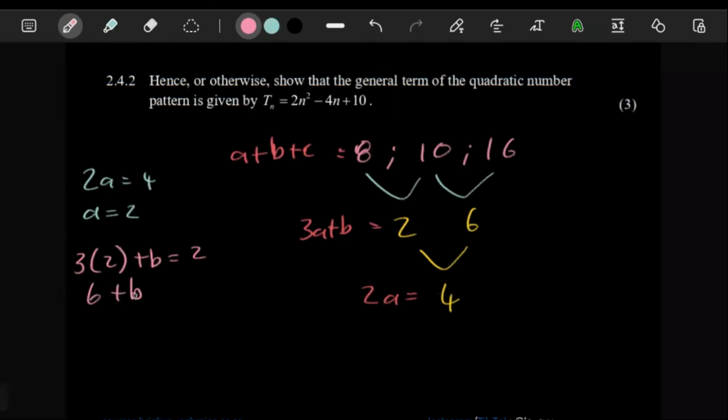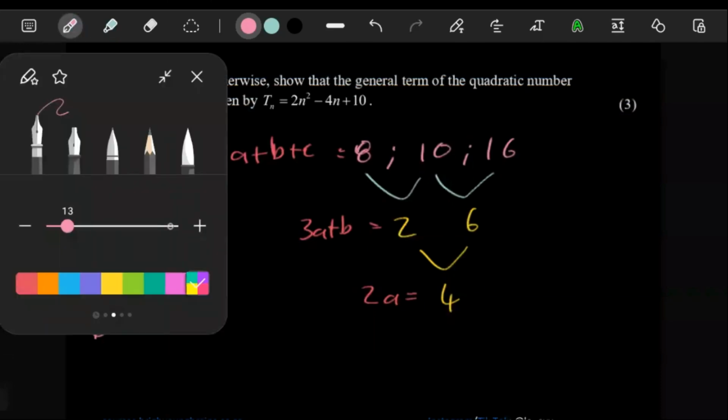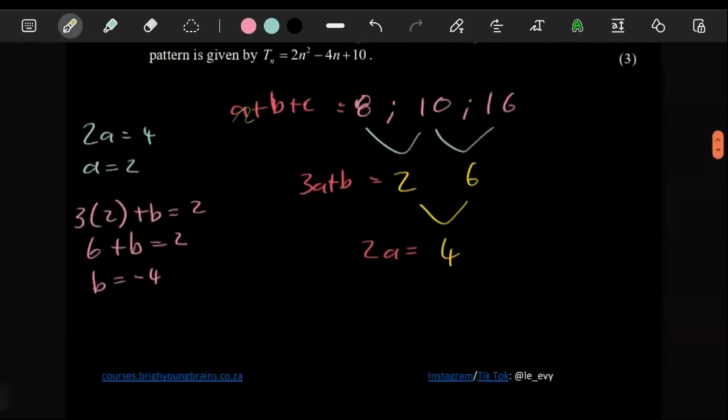This is 6 plus b equal to 2. The 6 goes to the other side. You're going to have 2 minus 6, which is minus 4. And then lastly, a here is 2. So it's like 2 here minus 4. The c value is just c equal to 8.